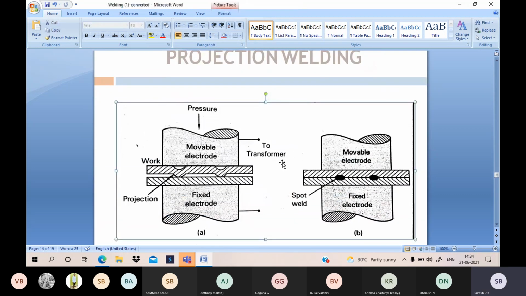Next one, projection welding. Projection welding is also very important among all welding processes. Depending upon the application and the material, we select projection welding. Here also, we use two different electrodes. One electrode is a fixed electrode, and one more electrode is a movable electrode. In resistance butt welding, only the side surfaces of the components or workpieces are joined. That's why it is called a resistance butt welding.